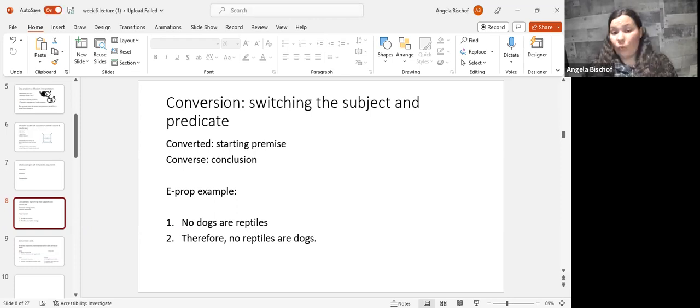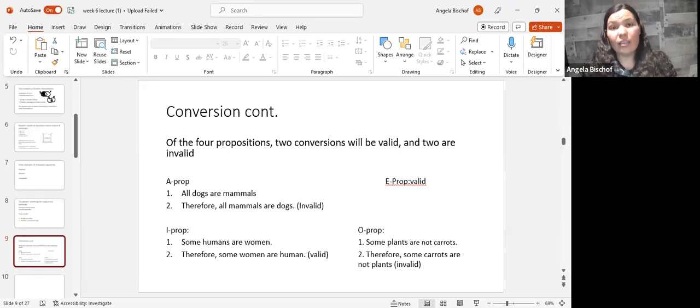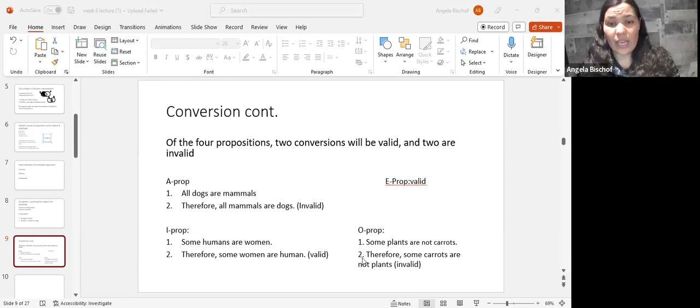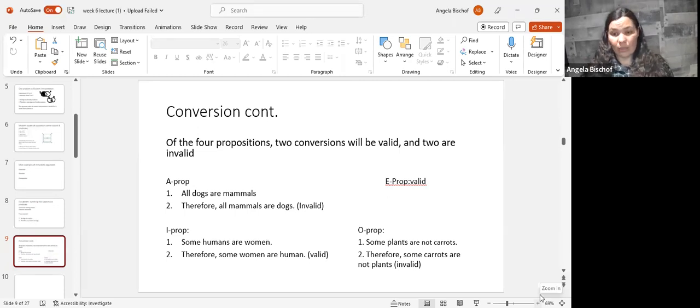So we have an argument here. Now we can figure out whether it's valid or invalid by drawing those statements. Now I'm not going to draw them all, but I will tell you the relationships between them. So when we do a conversion on an A proposition, we end up with an invalid argument. When we do a conversion on E propositions, we end up with a valid argument. When we do a conversion on I propositions, we end up with a valid argument. And when we do a conversion on O propositions, we end up with an invalid argument.